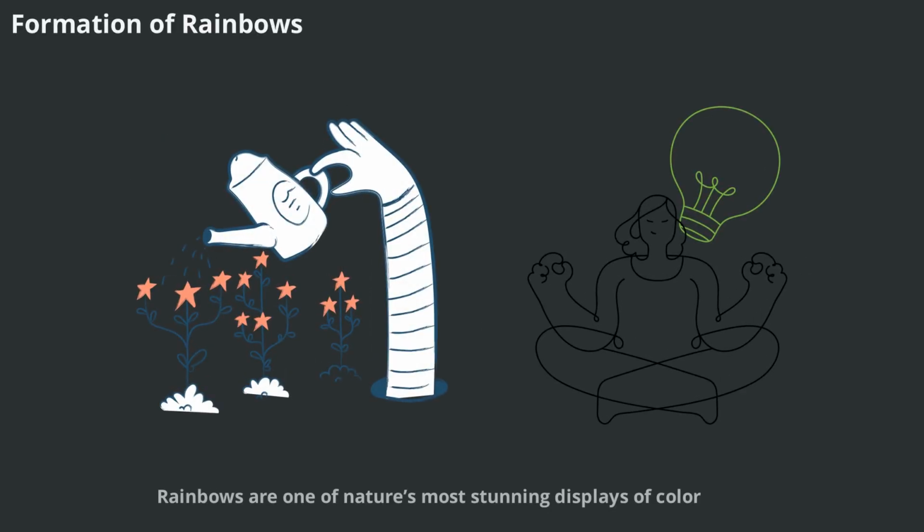Rainbows are one of nature's most stunning displays of color. They form when sunlight passes through raindrops in the atmosphere, which act as tiny prisms. The light is refracted, dispersed into its spectrum, and reflected inside the droplet before emerging to form a circular arc of colors. Each color bends at a slightly different angle, creating the vibrant bands we see. Rainbows remind us of the beauty and complexity of light.